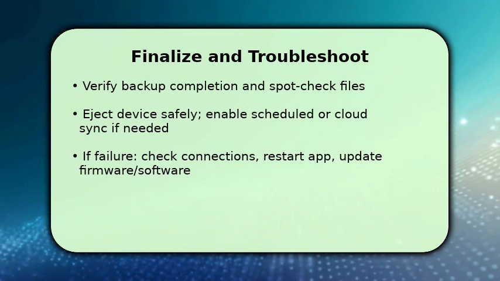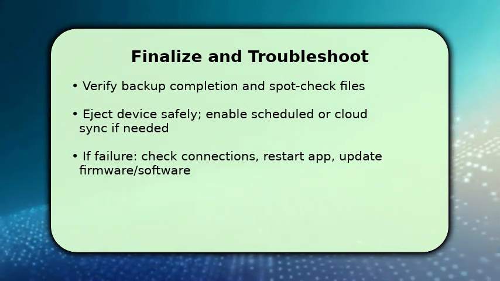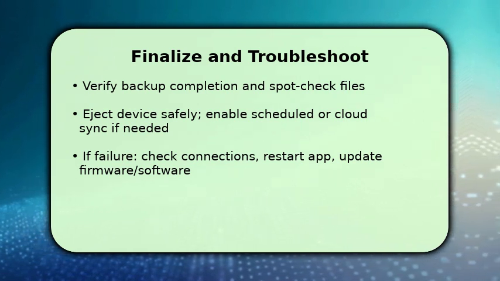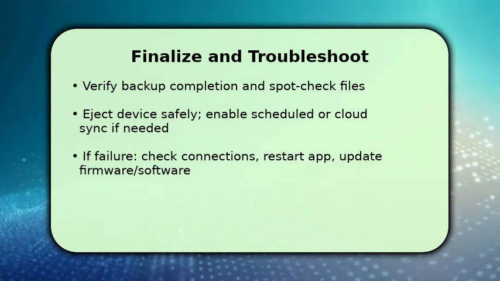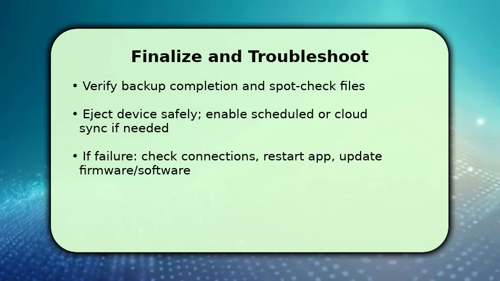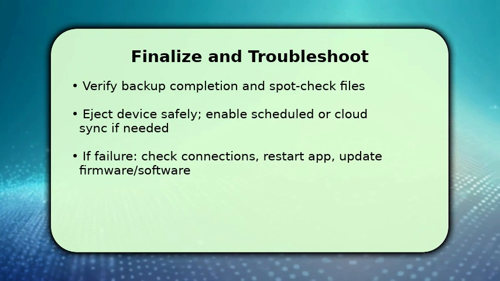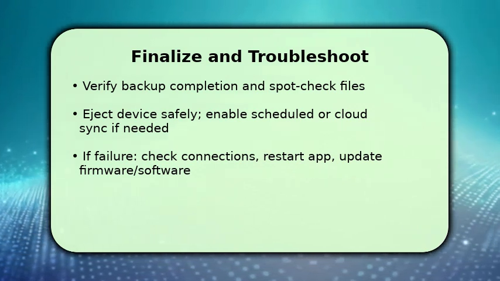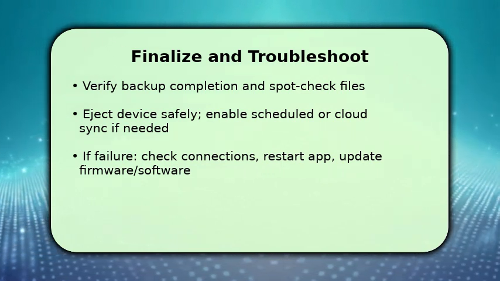You finish by verifying the backup finished and spot-checking a few images to confirm integrity. This is your final quality check. After confirmation, use the app's eject option and disconnect safely to avoid file corruption. Consider enabling scheduled backups or syncing with a cloud account for redundancy. If something goes wrong, such as slow transfer, missing files, or errors, first check cables and ports, restart the app, and update firmware or software. These steps resolve most issues without data loss.